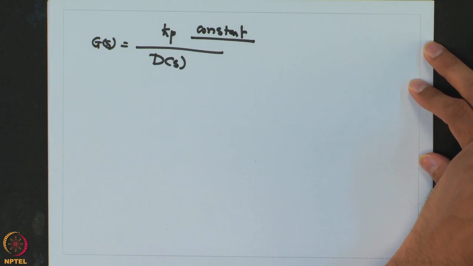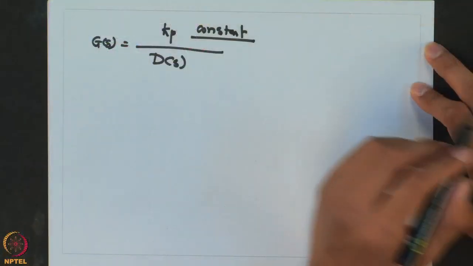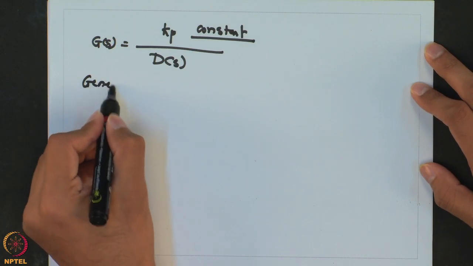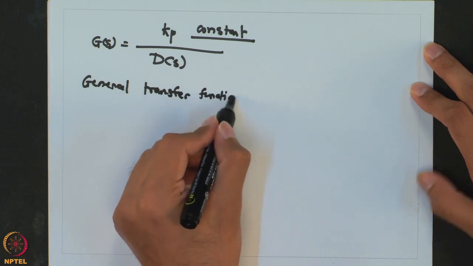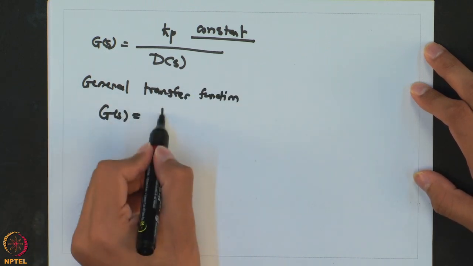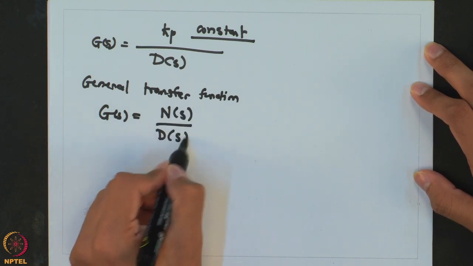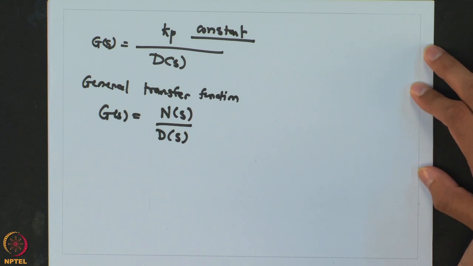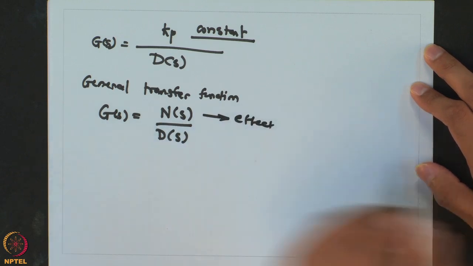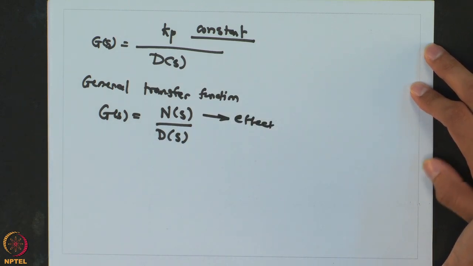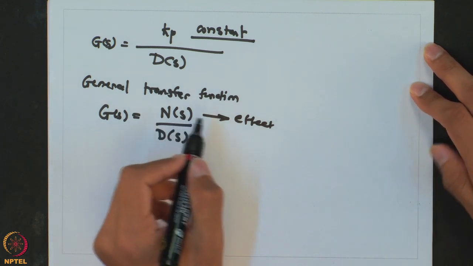But there are some examples of systems, and most of those cases come when we have a controller combined with the system, where the numerator need not be independent of S. So a general transfer function will be of the form N(s) over D(s), where N(s) and D(s) are polynomials in S. In this lecture we will see what effect this N(s) has on the dynamics of the system when it is a function of S.